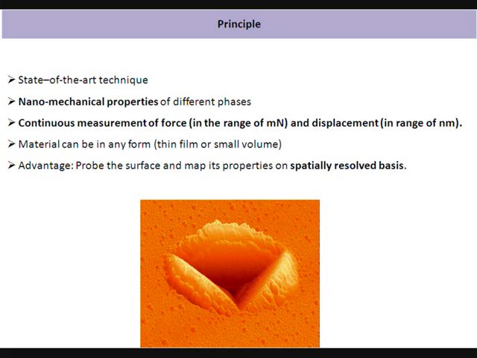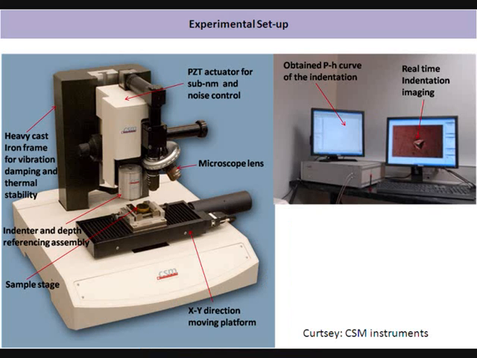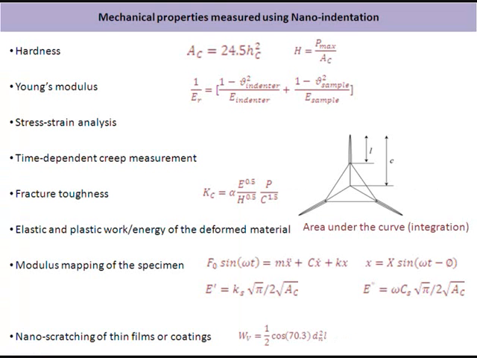Nano-indentation is an alternative technique to measure the mechanical properties of various materials. We can apply this technique to a whole range of materials, from polymers to composites. This is the experimental setup of the instrumented nano-indentation test.